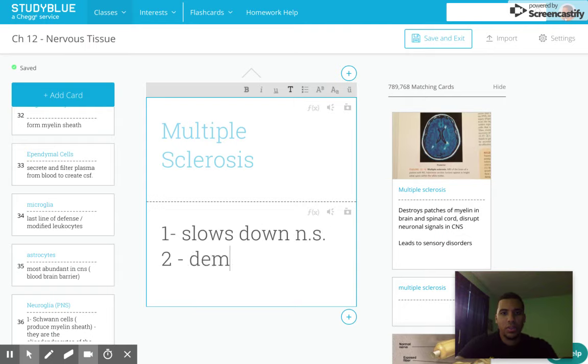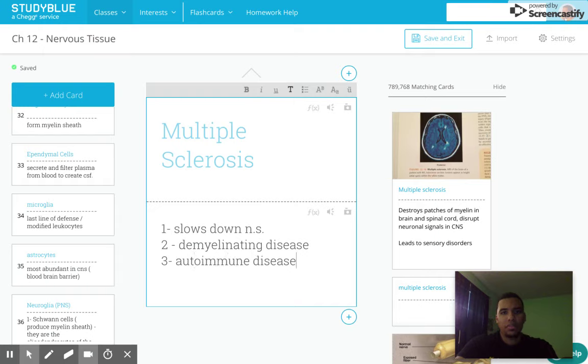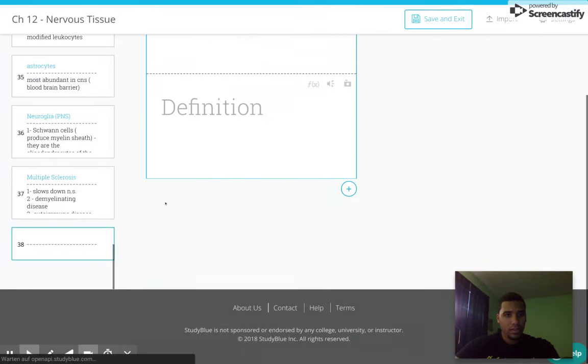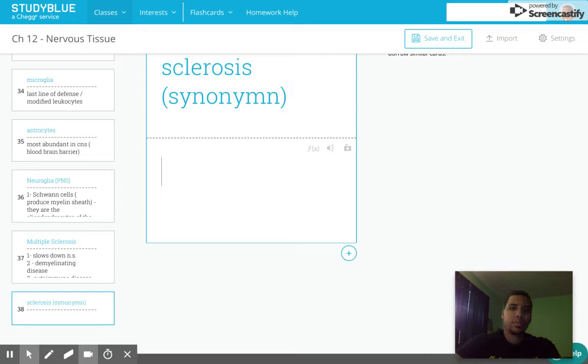Number two, it's a demyelinating disease. Also understand it is an autoimmune disease. That's what you have to know about that. Also understand that the term sclerosis, I'm going to put here synonym. It's a synonym for fibrosis.